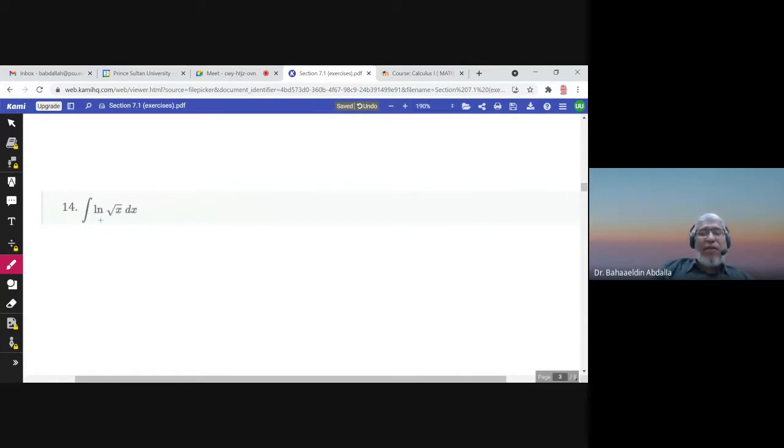I have ln here, okay, ln square root of x. Well, I choose u to be the logarithmic function and v to be the remaining part, which is dx. So v is x. But what is du?